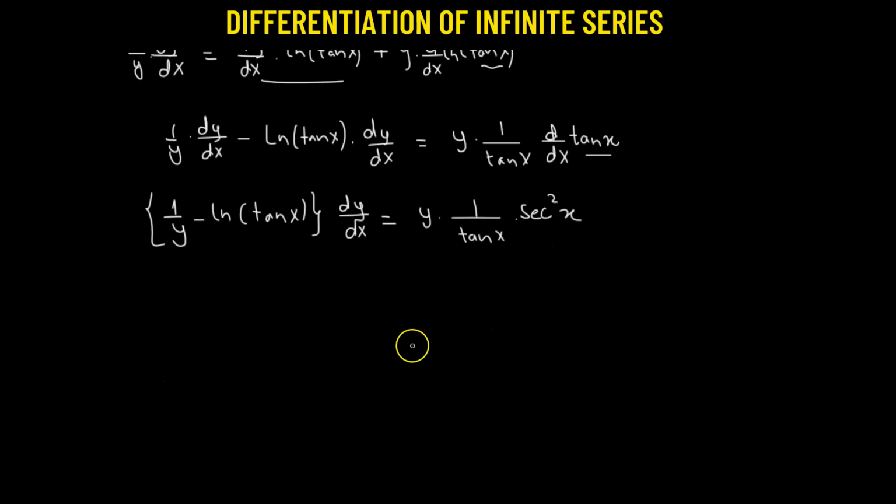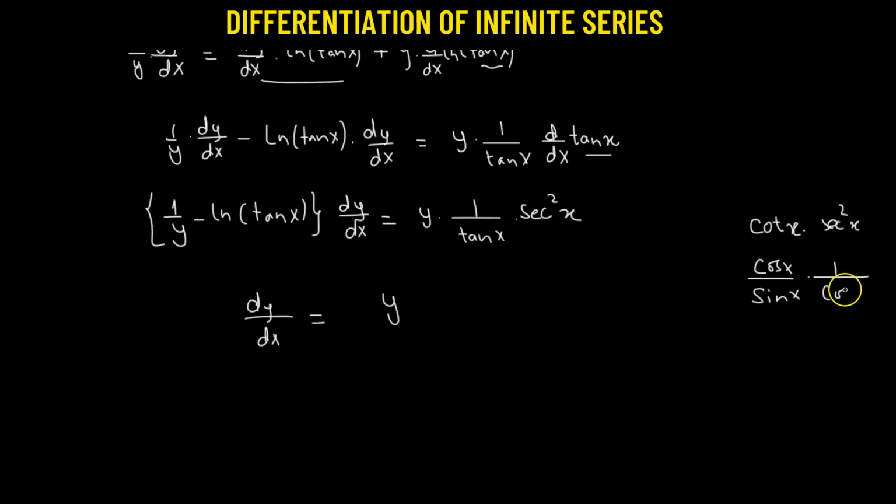Fine. So now we can isolate the derivative of y with respect to x. This will be equal to, we have y, so here let's simplify secant squared x over tangent of x. So 1 over tangent of x, that's actually the cotangent function. So we have cotangent of x multiplied by secant squared x. Now cotangent of x is cosine over sine, multiplied by secant squared x, which is 1 over cosine squared x. So one cosine from the numerator and one from the denominator goes away. So this is going to leave us with y over sine x times cosine x.